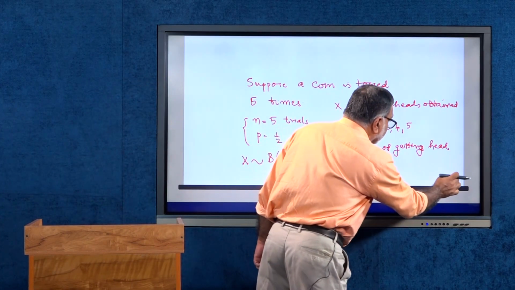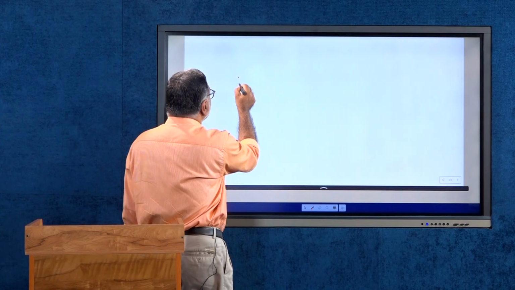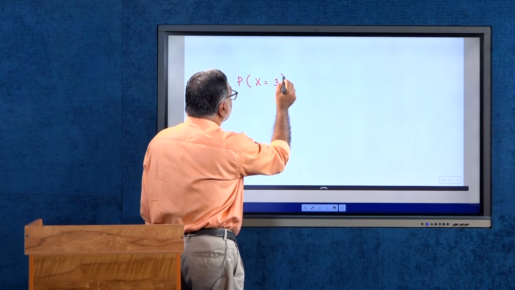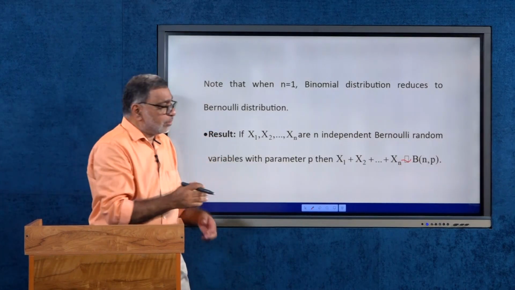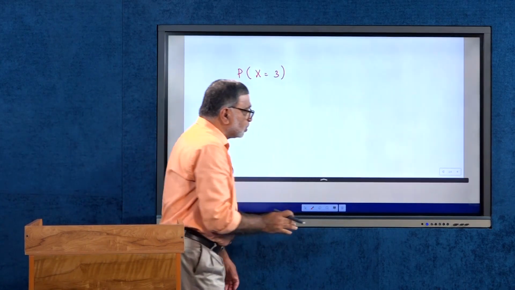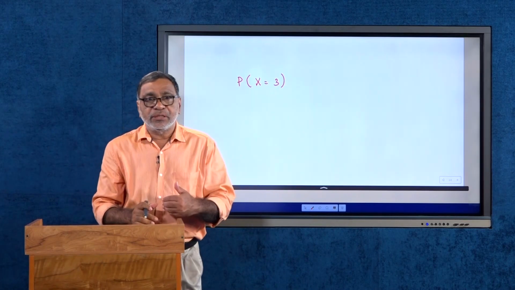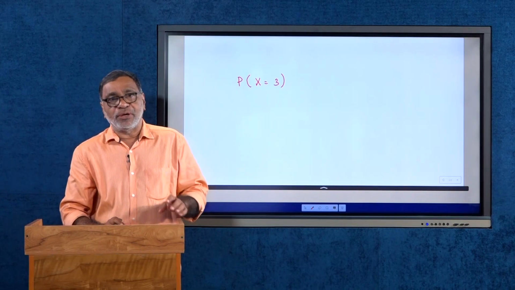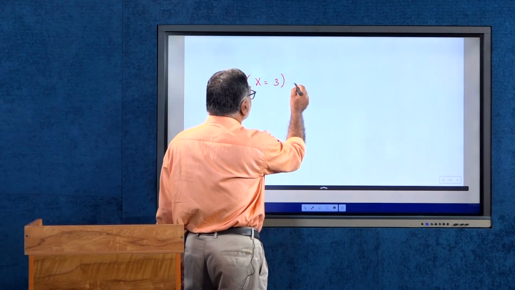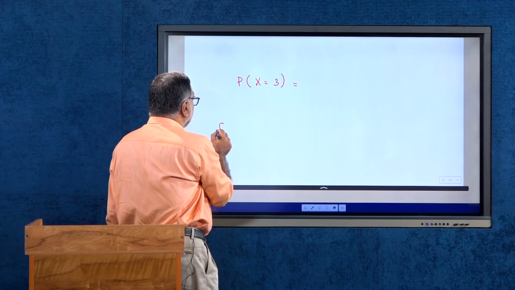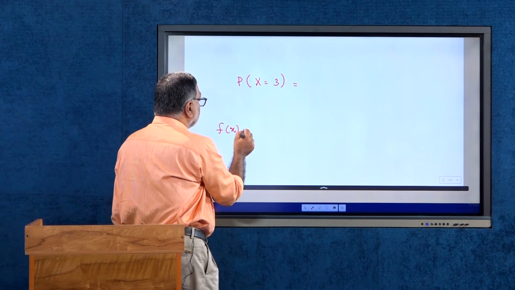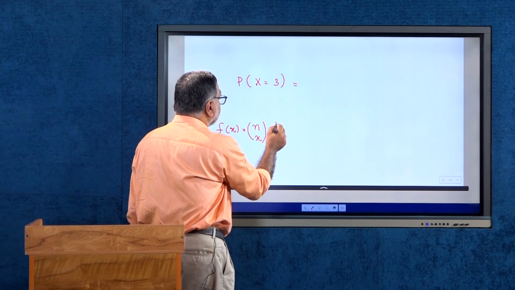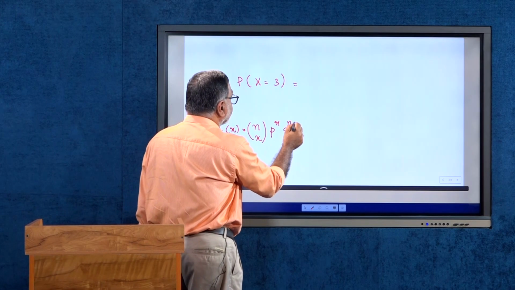So let us suppose we are interested to find the probability of x equal to 3. What is the meaning of probability of x equal to 3? X equal to 3 means the probability of getting 3 heads out of 5 tosses of a coin. So that is obtained by, generally we know the binomial probability mass function is nCx p^x q^(n-x).